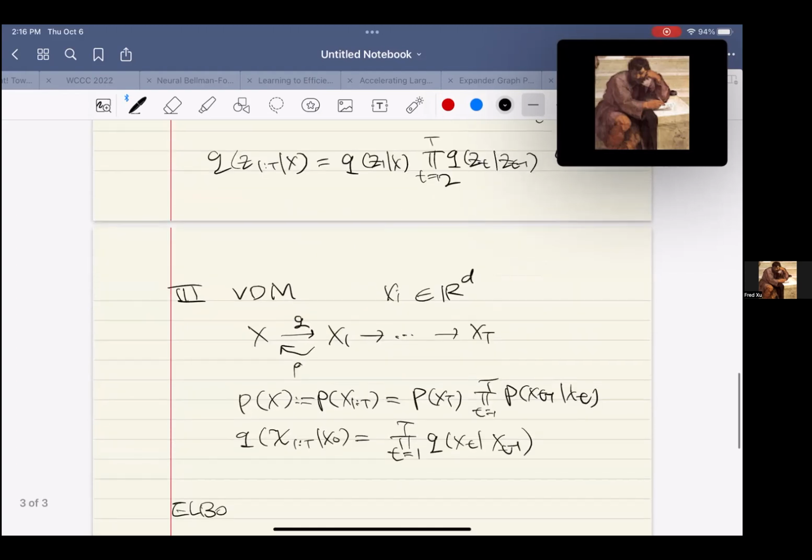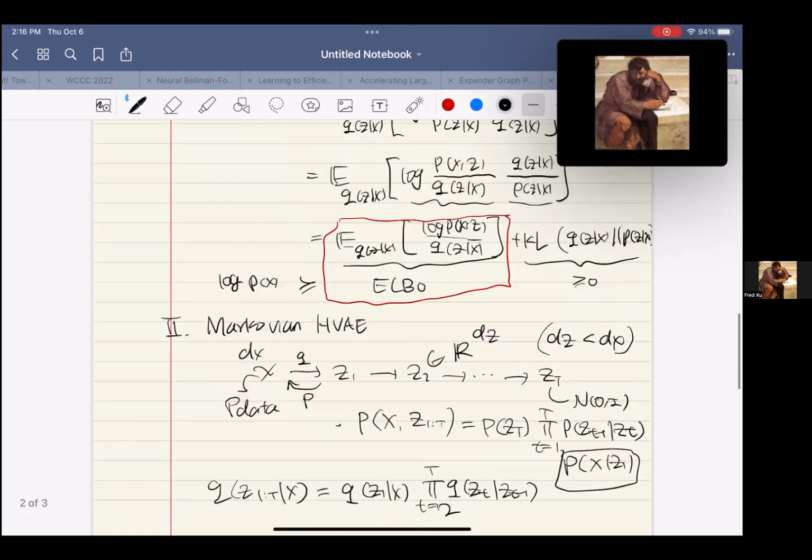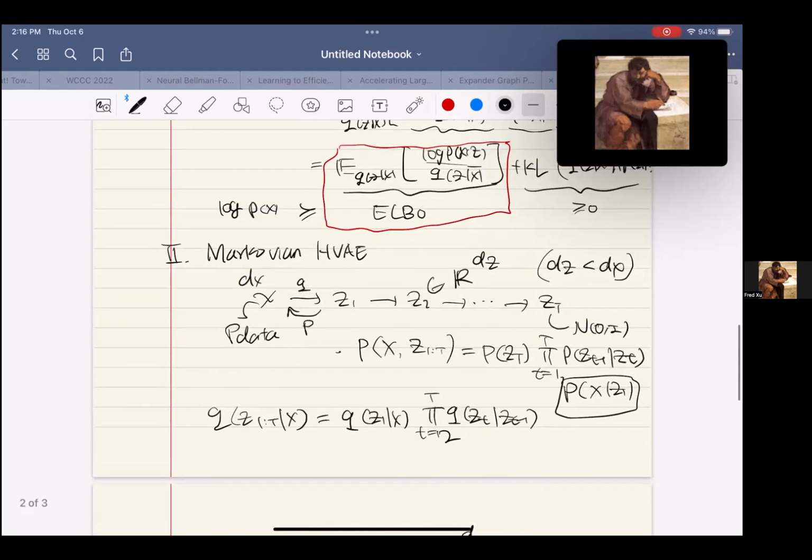In this model, they're all in the same dimension. Imagine that you have an image and you're applying some Gaussian perturbation to the image. It doesn't change the dimensionality of your data. With Z you have different dimensions. So VDM is a special case of the second one.